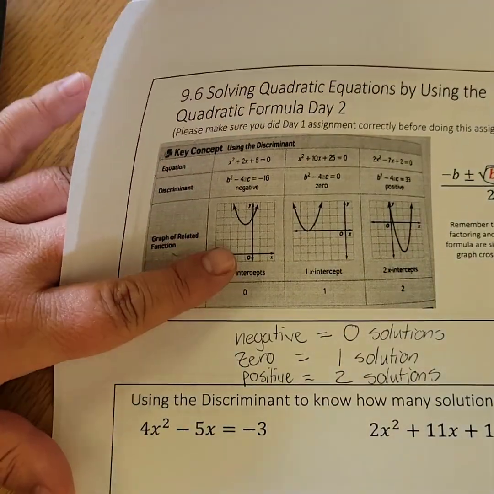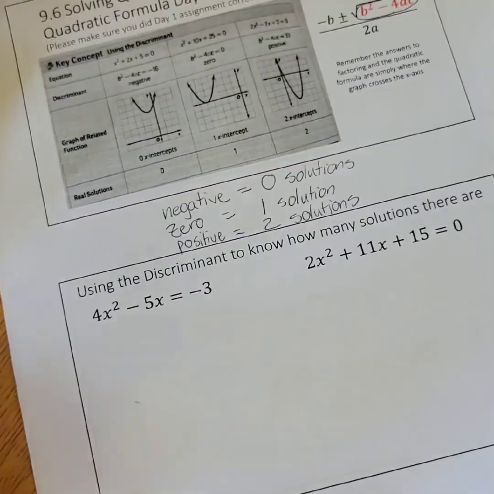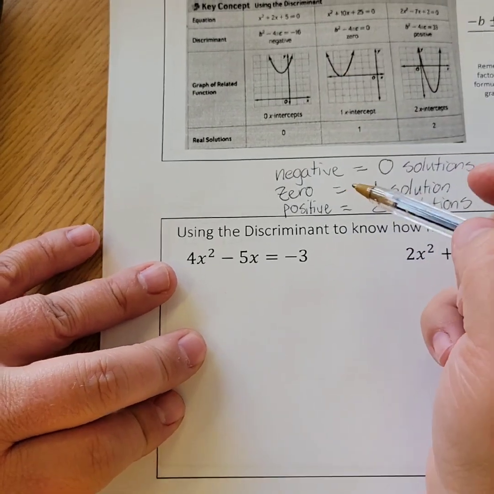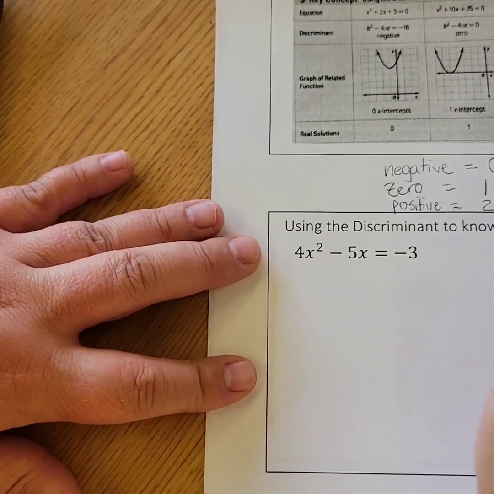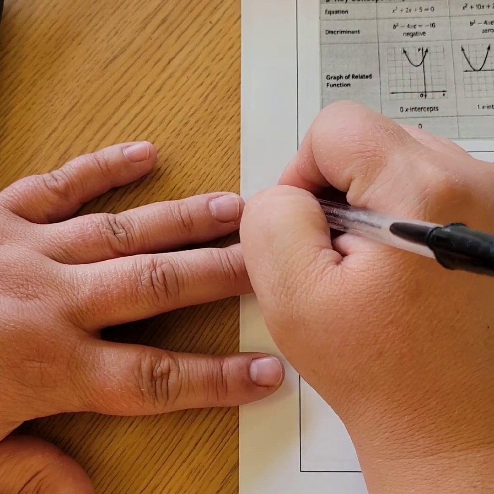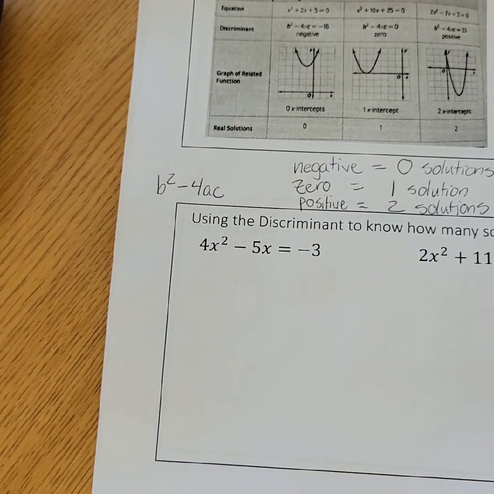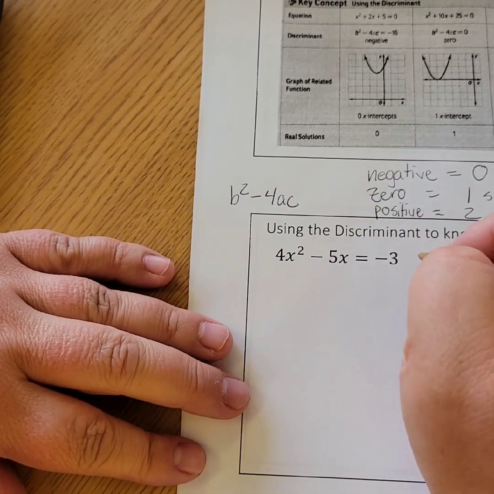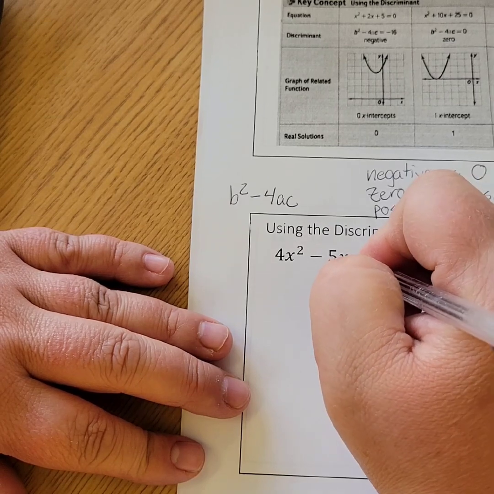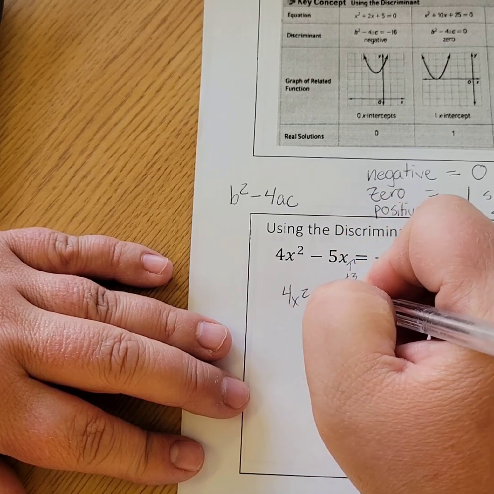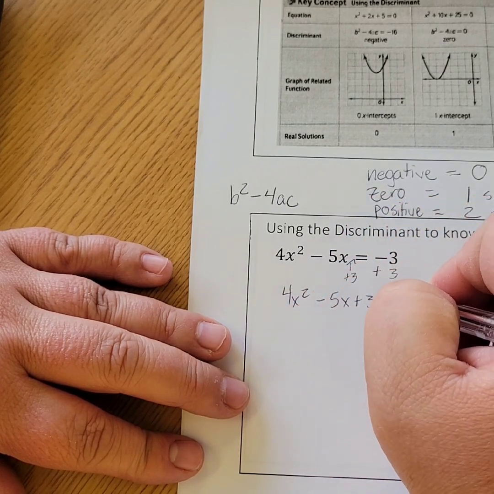Okay, so using the discriminant to know how many solutions there are. First we need ABC, okay? So the discriminant itself is just going to be the b squared minus 4ac, or the stuff inside the radical, okay? So we need ABC, so this needs to get added. So we have 4x squared minus 5x plus 3. Again, ABC.